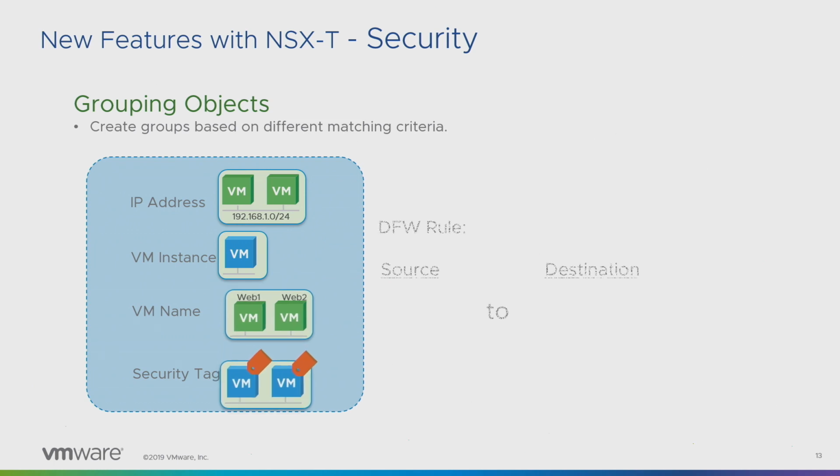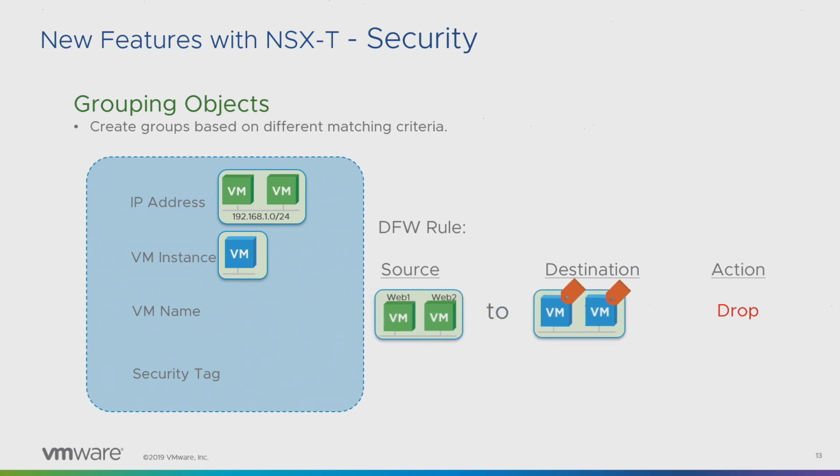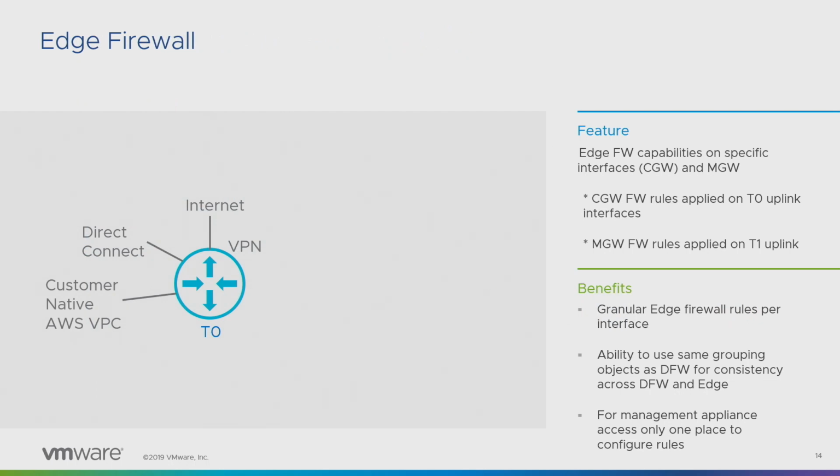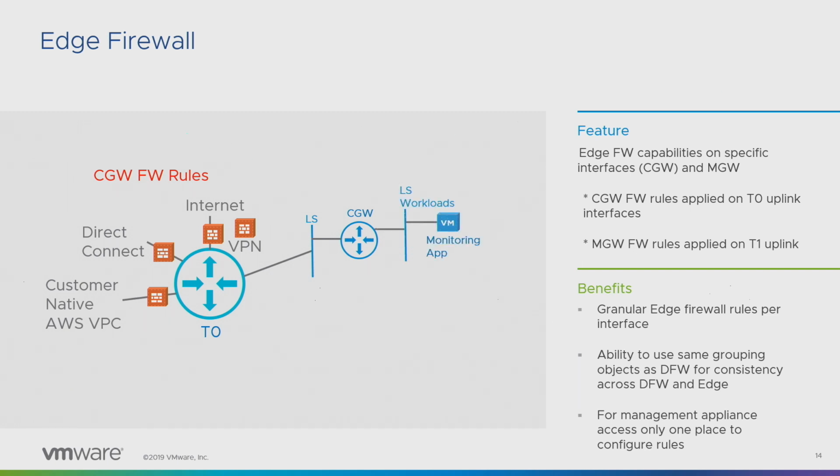Then I can use those grouping objects in my security policies, right? These security policies can be on the edge firewall, or on the distributed firewall. Here I'm showing the edge firewall, CGW in particular, where I can take those grouping objects, those security groups, based on different matching criteria, and apply them to specific interfaces, whether it's internet, VPN, direct connect, or the ENI connectivity to the native VPC.